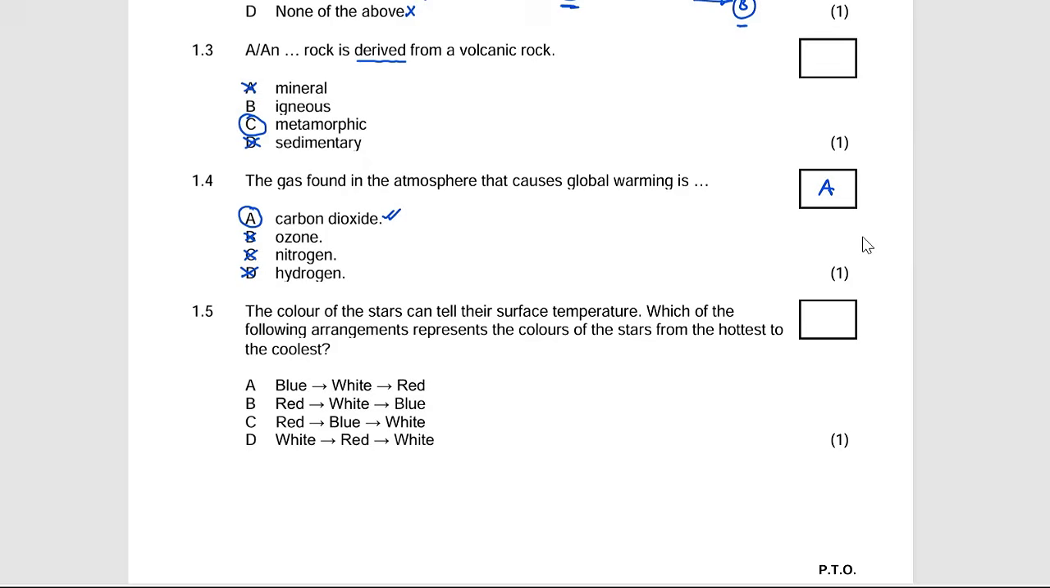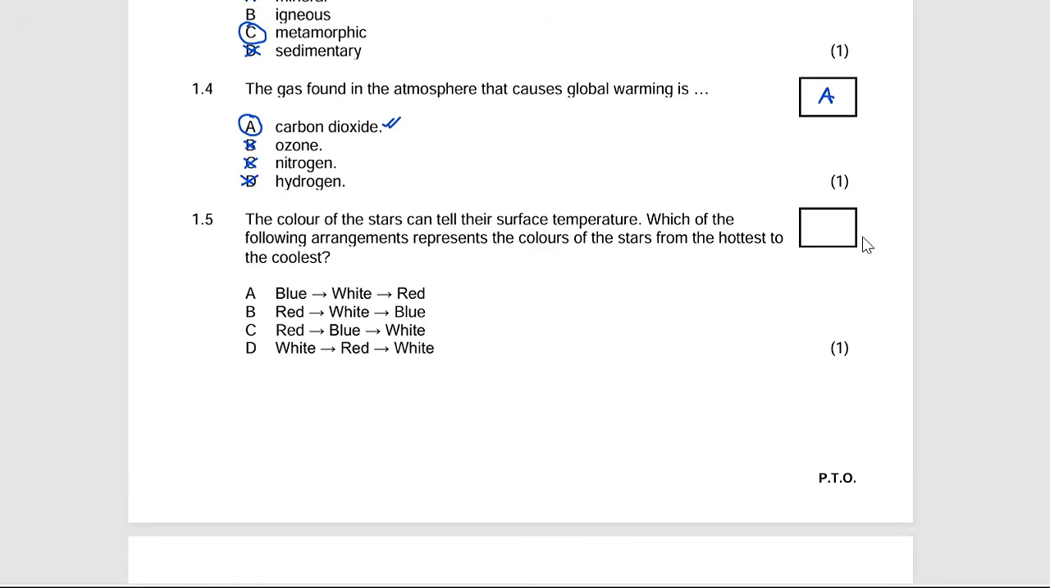Then I'll proceed to question 1.5. It says the color of the stars can tell their surface temperature. Which of the following arrangements represents the colors of the stars from the hottest to the coolest, right? To start with, we start with the hottest. The hottest is going to be the blue, right? The blue is always going to be the hottest, and the coolest is always going to be the red. So our option is going to be blue, white, and red. So option A is the correct one. Then in terms of option C, what did they start with? They started with the coolest and then went to the hottest, right?